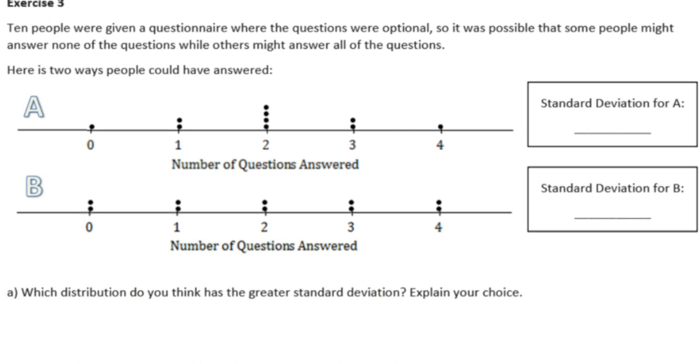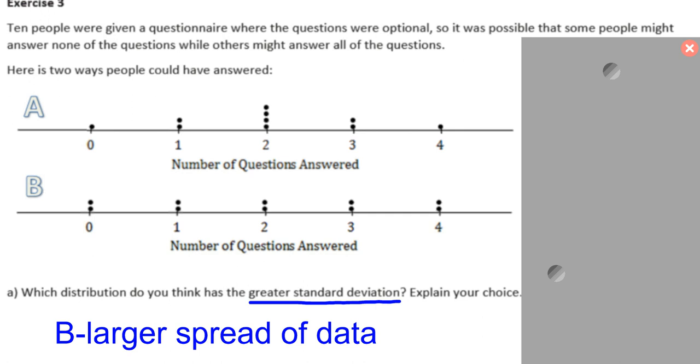So if we're looking for the greater standard deviation, I want to kind of think about the distance away from the mean. And if I did the quick mean for each of these, it ended up being 2. So here's where the mean lies. And B has data that is further spread away from that mean. So I think that's going to be the larger standard deviation.